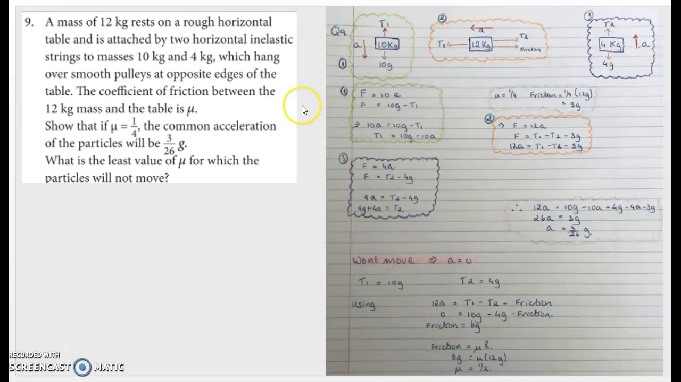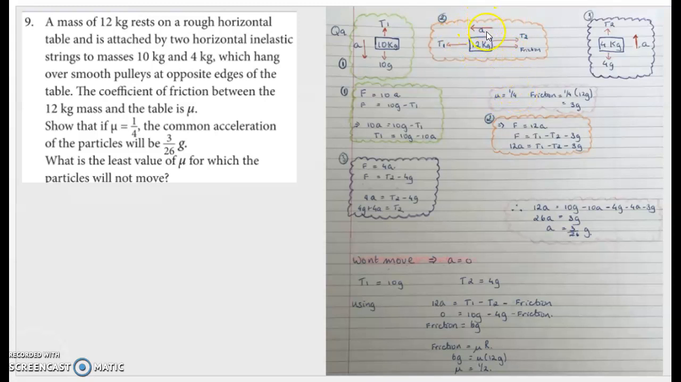So if I'm going to start writing out the forces here, I know that I'm looking at this one here. I know that my force is mass times acceleration, so it's 10a, and it's also going to be 10g minus T1. So I can say that 10a is equal to 10g minus T1, or T1 is equal to 10g minus 10a.